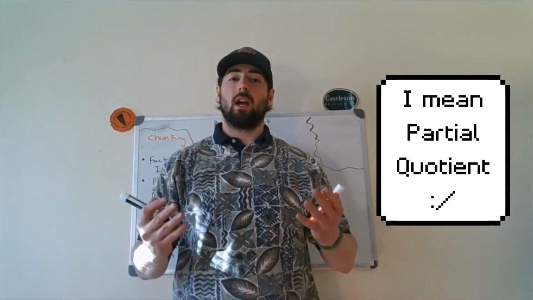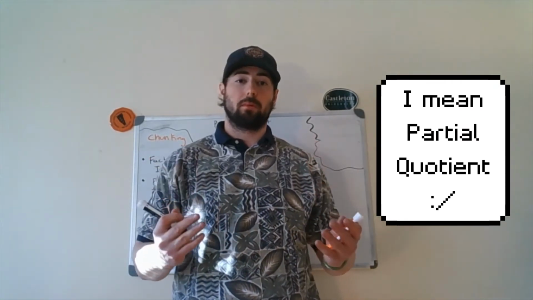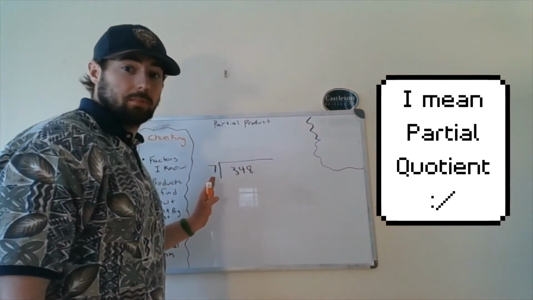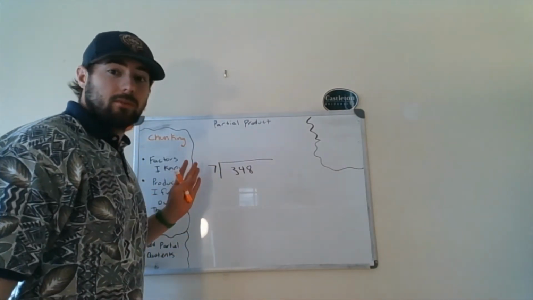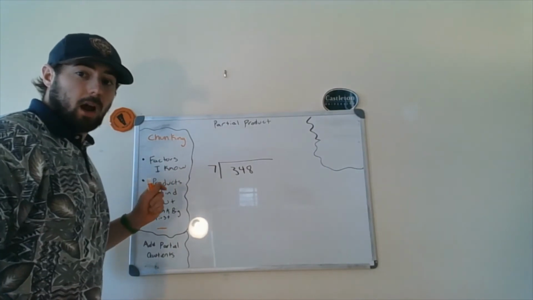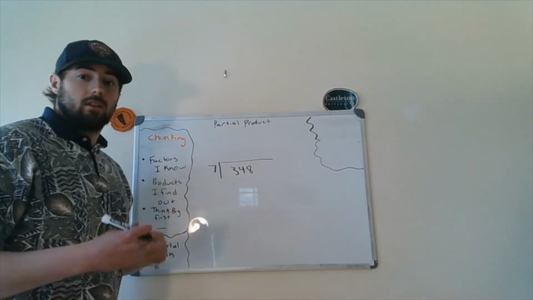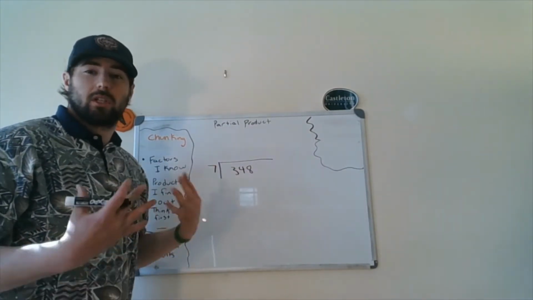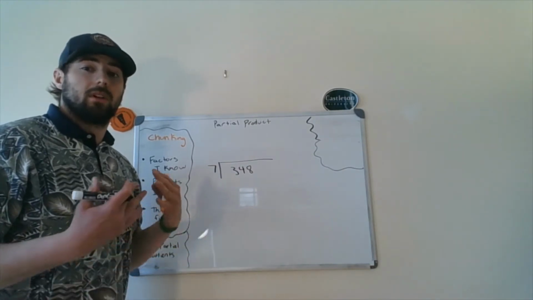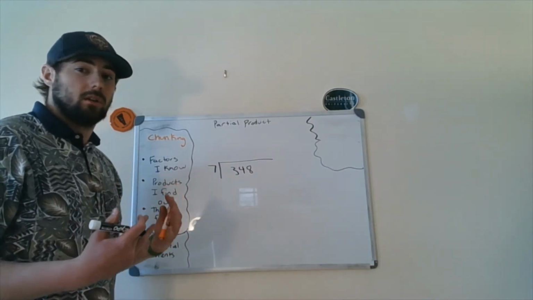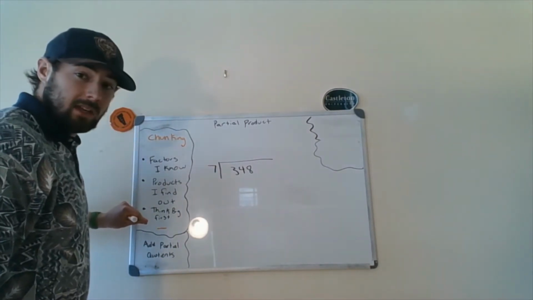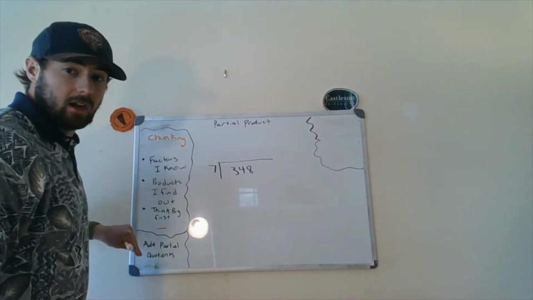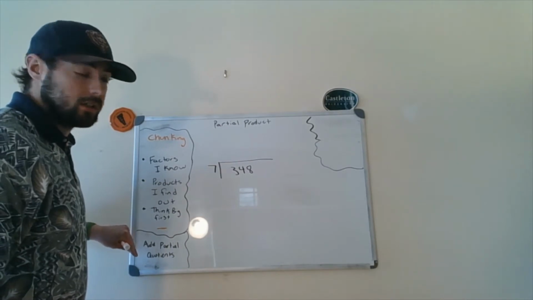All right, guys, moving on to partial product. Looking at that same expression, 348 divided by 7. Quick review with partial product. Obviously, no rules, no steps. You kind of make your own rules, but there are some strategies we want to use. Again, we want to chunk and subtract till we can't, and then add our partial quotients and our remainders.